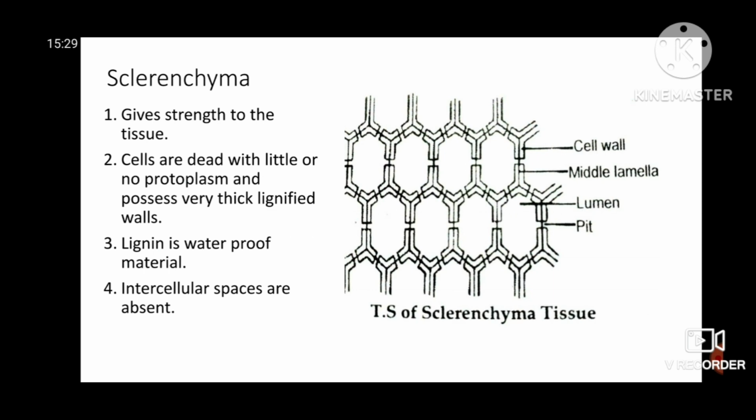Sclerenchyma gives strength to the tissue. Cells are dead with little or no protoplasm and possess very thick lignified walls. Lignin is a waterproof material. Intercellular spaces are absent in sclerenchyma, whereas in parenchyma there are many intercellular spaces, and in collenchyma there are a few. The cells are very thick and dead, thick because of the lignin, which is a waterproof material. They are mainly found in the husk of a coconut. The main function is to give strength to the tissue and provide rigidity.